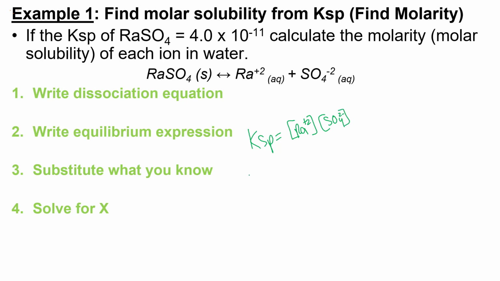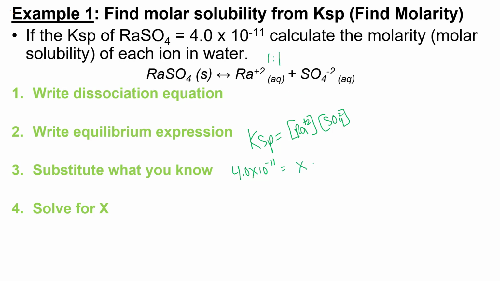And now we want to substitute what we know. Well, we know the Ksp is 4.0 times 10 to the minus 11. And mathematically, we know we got that number by multiplying the radium concentration times the sulfate concentration. So we see when this dissociates, it is in a 1-to-1 ratio.